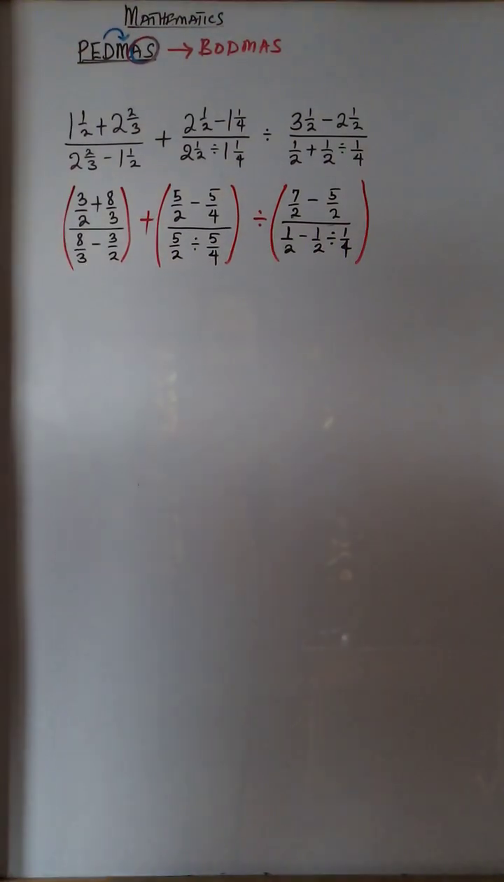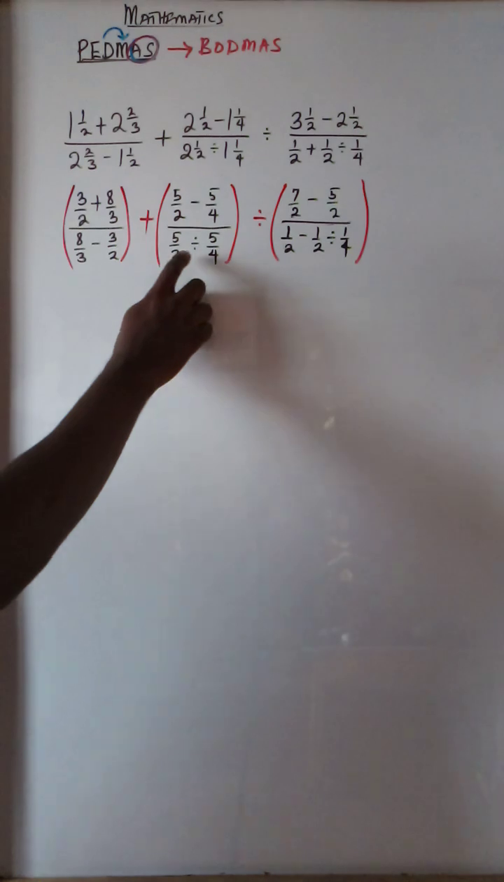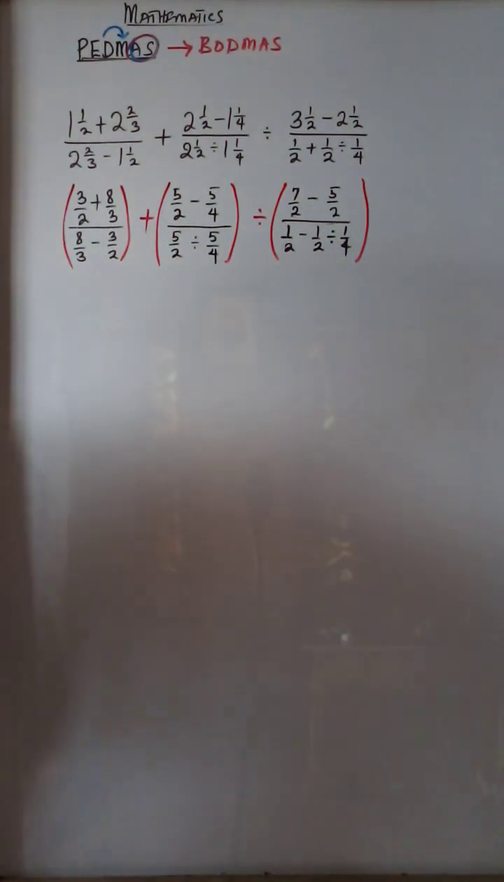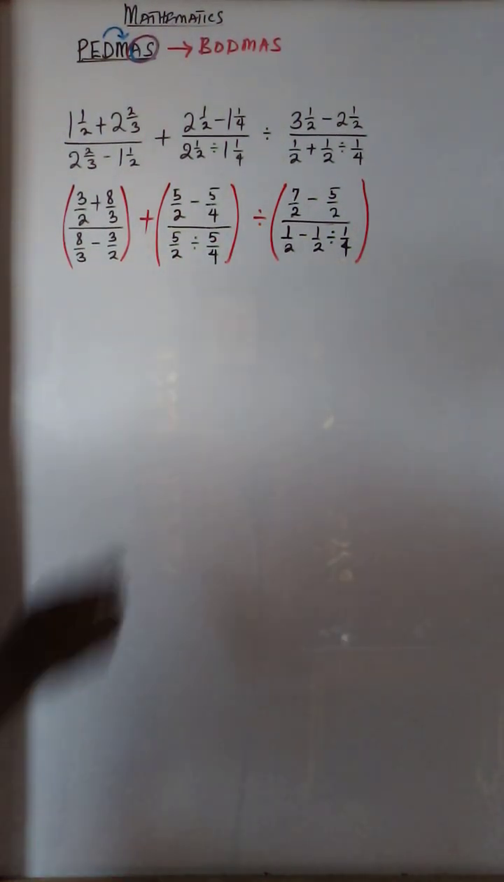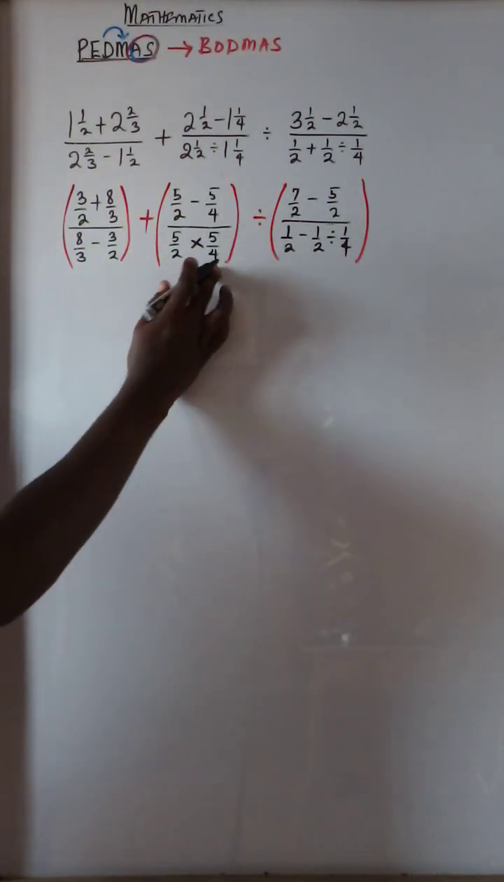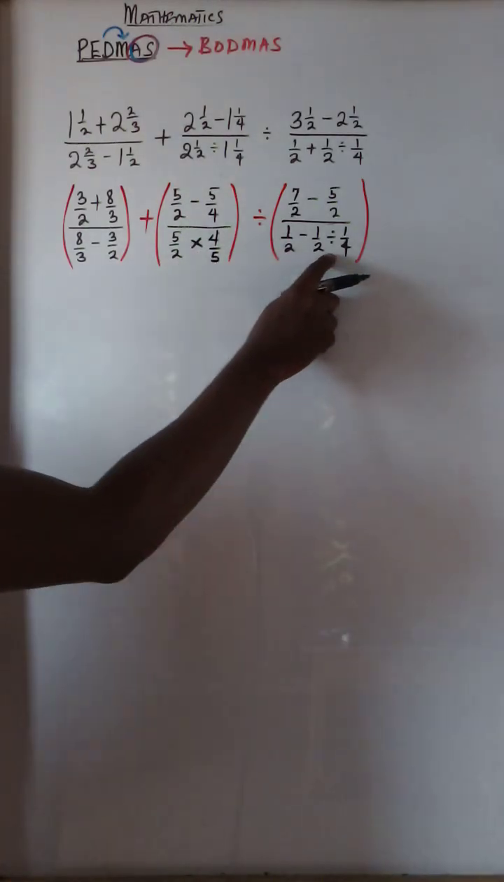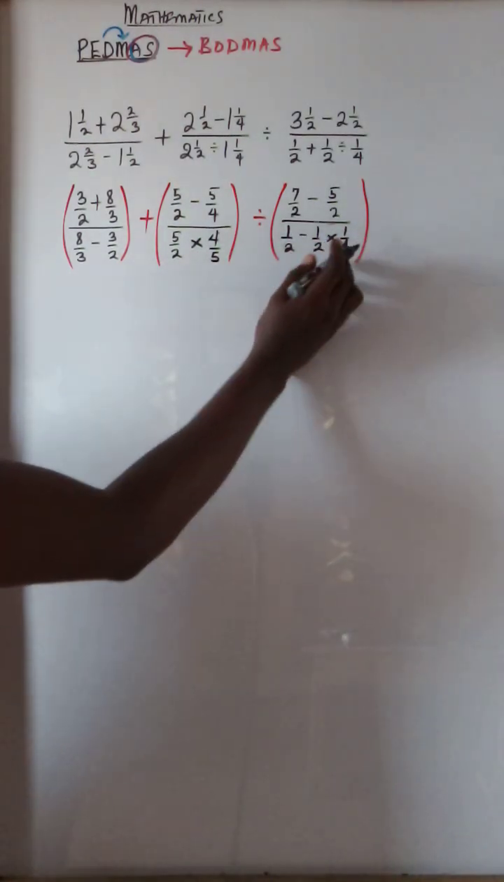This first line should not give you any issue. Now here, check, where do you have division? We have division here, we have division here. So what I need to do is convert to multiplication. If I turn this division to multiplication, what happens? This 5 over 4 turns to 4 over 5. If I do the same thing here, if I turn this division to multiplication, this 1 over 4 turns to what?